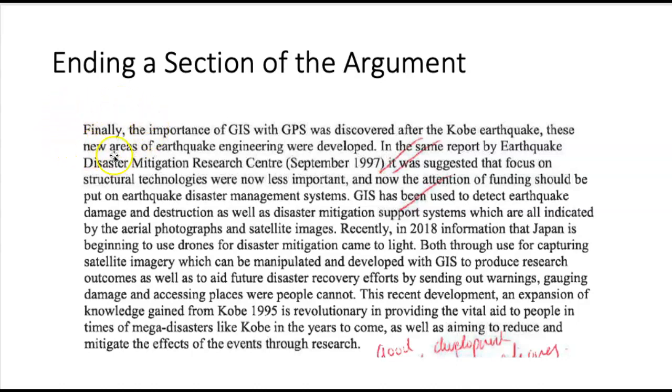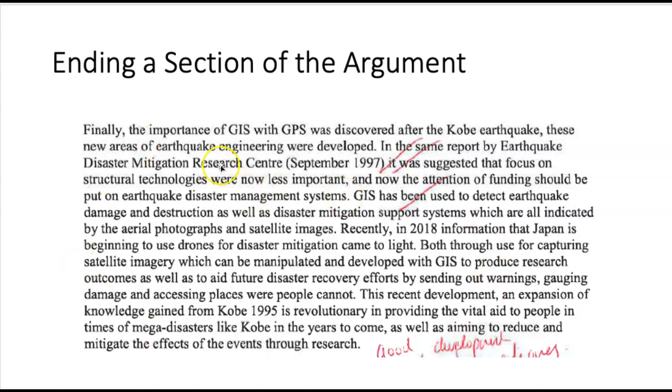Firstly, the discourse marker finally indicates to the reader that we're coming to the end of a stage of the argument. So here we have: finally, the importance of the JIS with JPS was discovered after the Kobe earthquake. These new areas of earthquake engineering were developed. In the same report by Earthquake Disaster Mitigation Research Center, September 1997, it was suggested that the focus on structural technologies were now less important, and now the attention of funding should be put on earthquake disaster management systems.